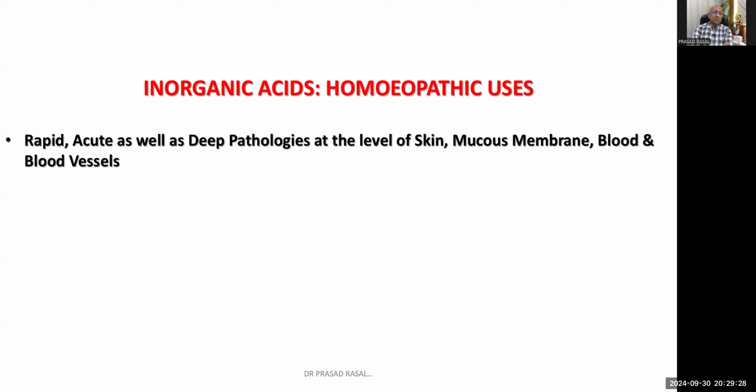Inorganic acids, there is a rapid, acute as well as deep pathologies at the level of skin, mucous membranes, blood, blood vessels. But generally here both types you can get, but more commonly the acute pathologies are much more there with the inorganic acids. So these are the strong acids where you can get such types of pathology.